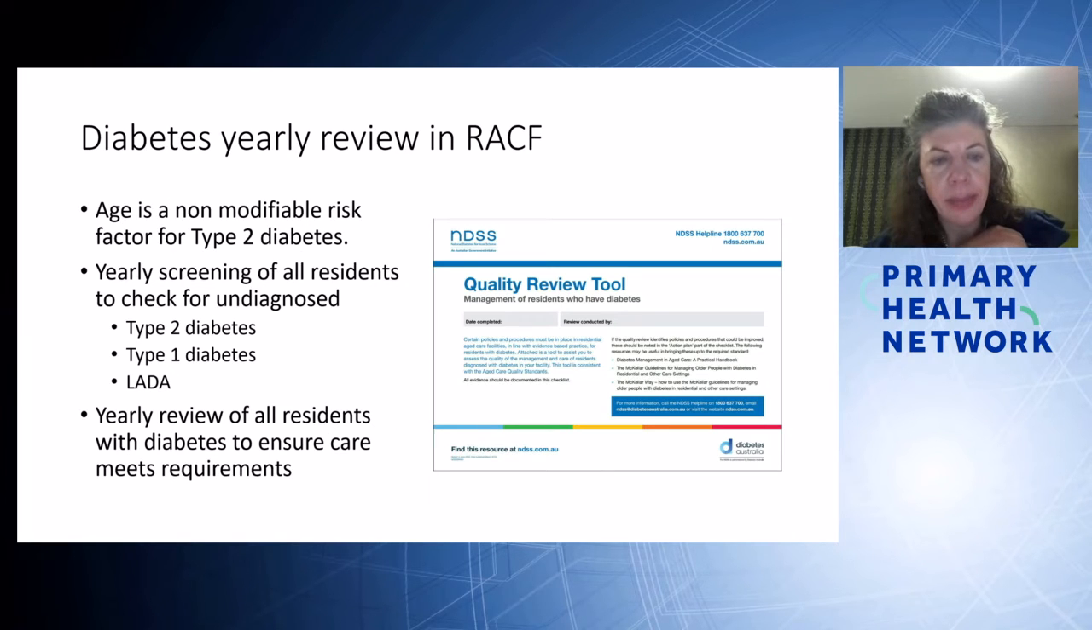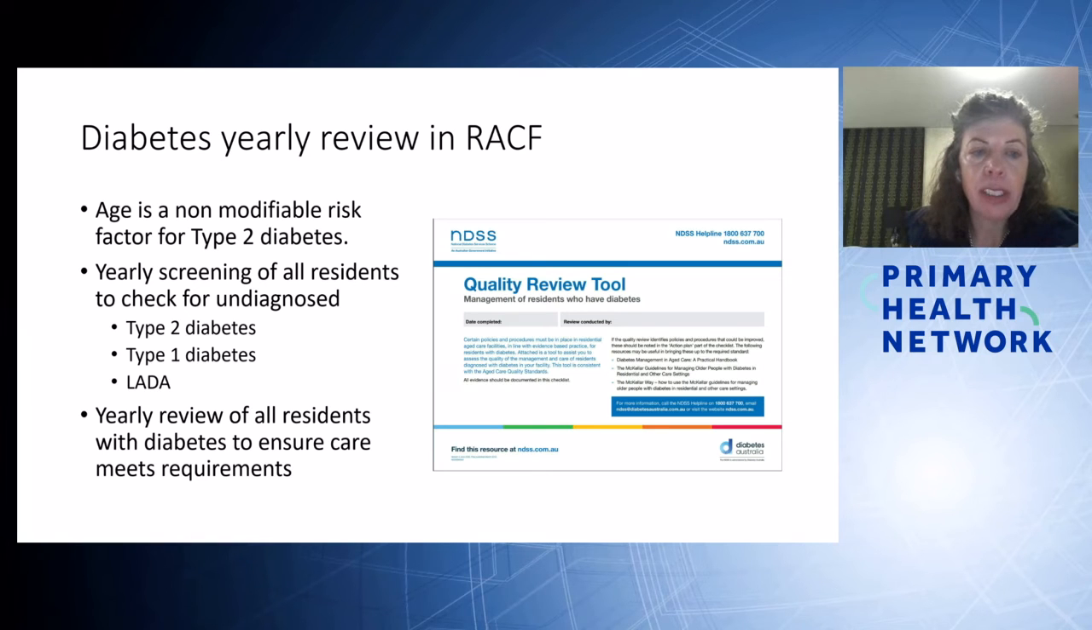Also for aged care is the quality review tool. This is a really fantastic resource that you should use for every resident once a year. It's actually a really quick resource. And so you can screen for people to see if someone's developed type 2 diabetes, but yearly screening to see if people have type 1. You can develop type 1 diabetes at any age. Many clients I've got develop type 1 diabetes in their 70s, 80s, and even their 90s.